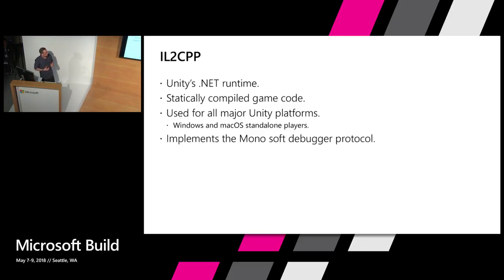In 18.1, Unity added support for the Mono soft debugger protocol. What that is, is a TCP connection that your IDE can connect to. So when you create your game with IL2CPP, say for iOS, you will be able to debug the C# code of your game from your IDE, just like you're used to.